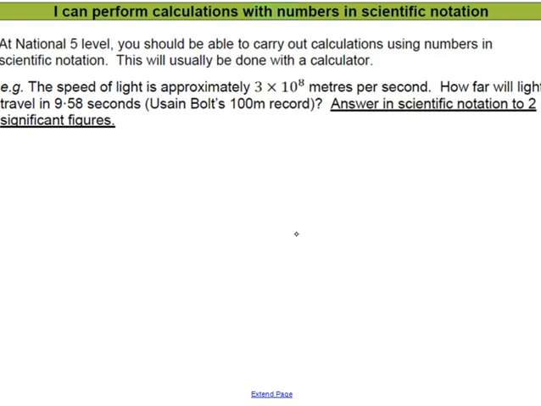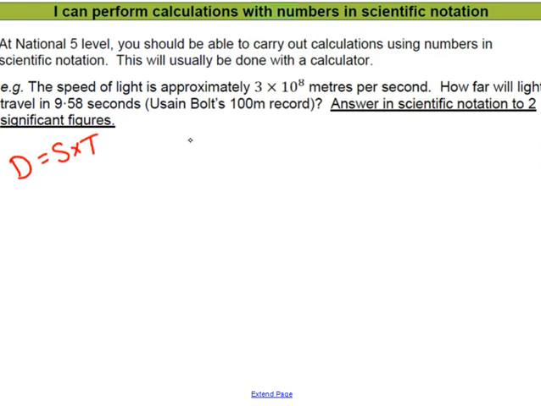So this example tells us that the speed of light is approximately 3 times 10 to the power of 8 meters per second. The question says, how far will light travel in 9.58 seconds, which is the 100 meters record held by Usain Bolt, who is not quite as fast as the speed of light. And we're asked to give our answer in scientific notation, correct to 2 significant figures. Now, this is at its heart a speed, distance, time question, so we remember that to work out distance, we multiply speed by time.